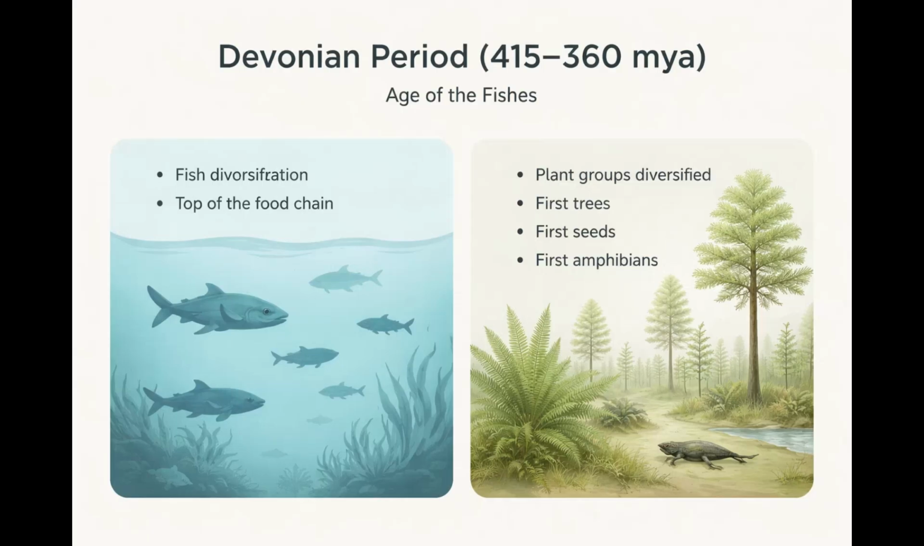The Devonian is often called the age of the fishes, and the reason is a huge diversification of fish. The material also highlights major land innovations. Plant groups diversified, the first trees evolved, and the first seeds appeared, key steps toward more complex terrestrial ecosystems. It also notes the first amphibians evolving, linking aquatic and terrestrial life. In this period, fish are described as being at the top of the food chain in many environments.